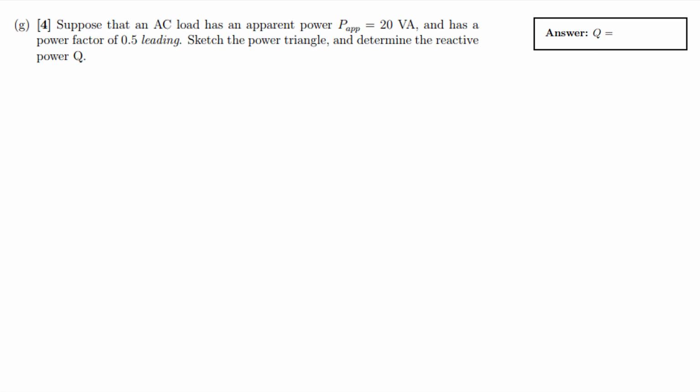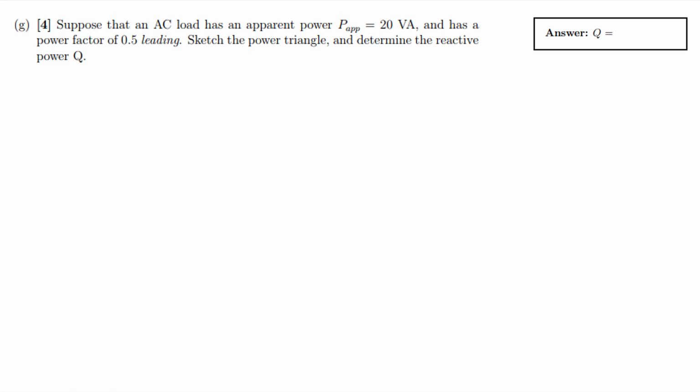Question 1G is a power triangle problem, and partial information is given about the sides of the triangle, and we have to find the missing side. So what we're supposed to do is sketch the power triangle and determine the reactive power when we're given the apparent power of 20 VA and a power factor of 0.5 leading.